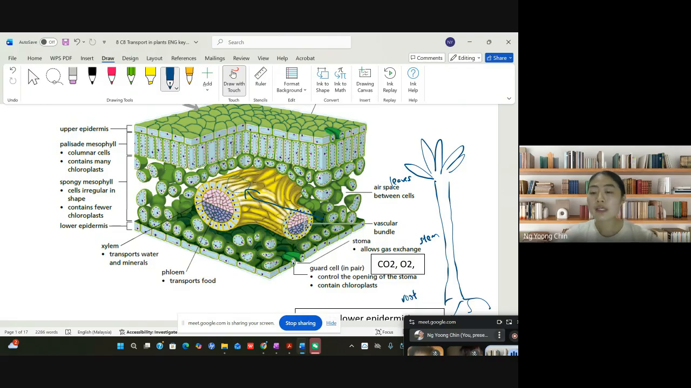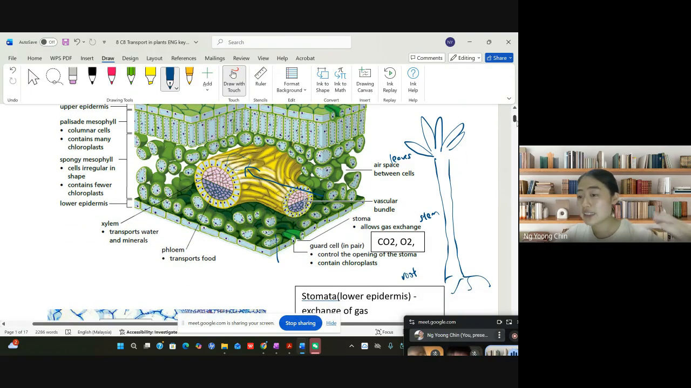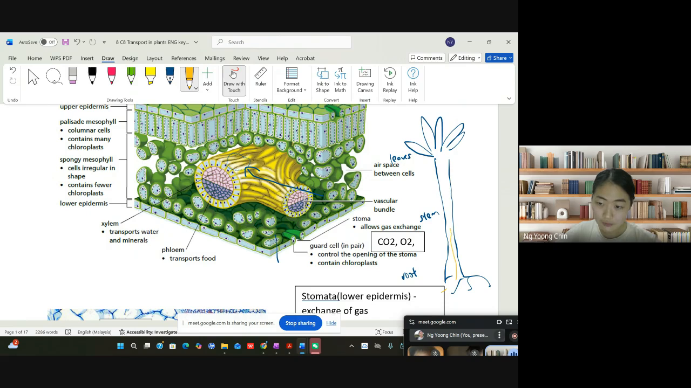So just imagine, okay, the roots, what kind of structures do they consist of? The roots consist of the root hair cell. So the root hair cell will help to absorb the water and the mineral ions. So later the root hair cell will allow the water to move upwards. By what? By the xylem vessel.